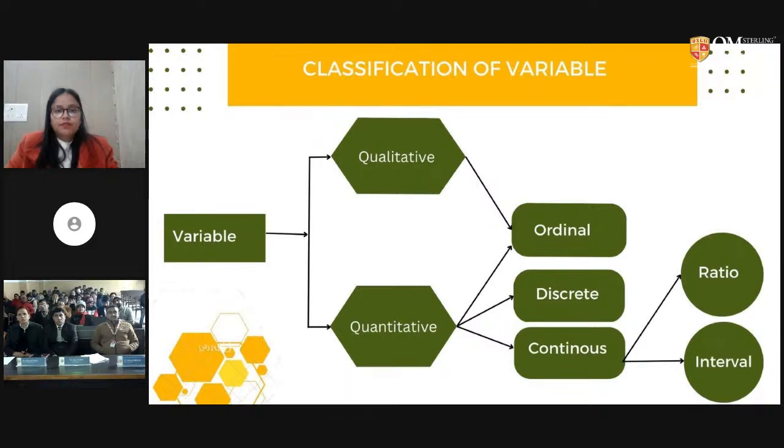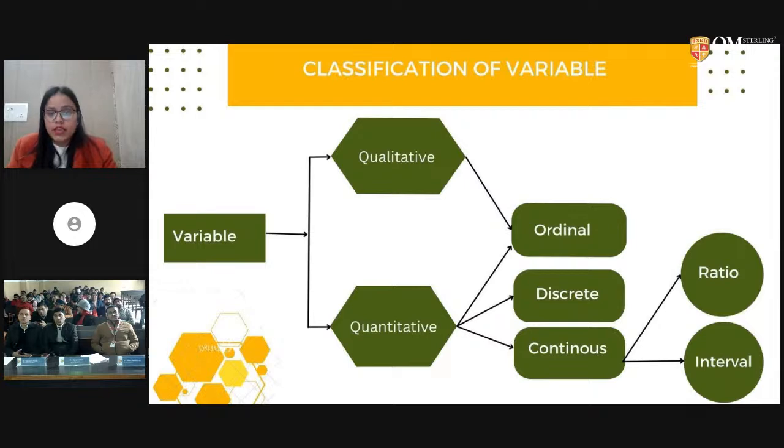Then we have classification of variable. Talking about the classification of the variable, generally the variable is categorized as qualitative and quantitative, and then we have further categorization, which is ordinal, discrete, continuous. When we talk about the ordinal variable, it lies in both the category qualitative as well as quantitative.